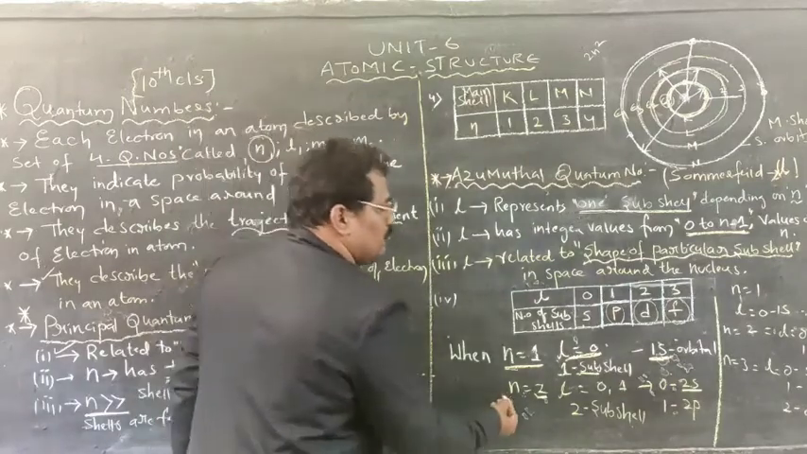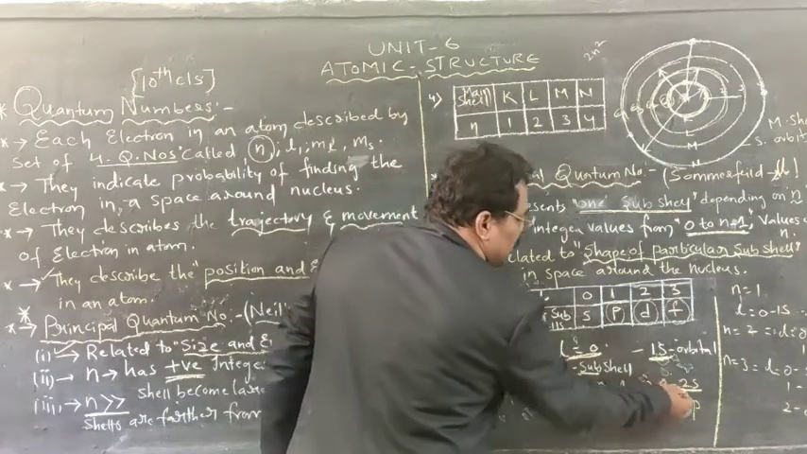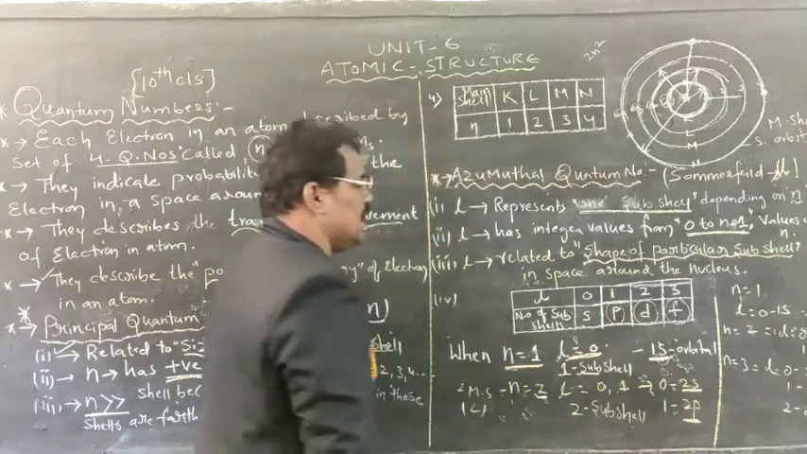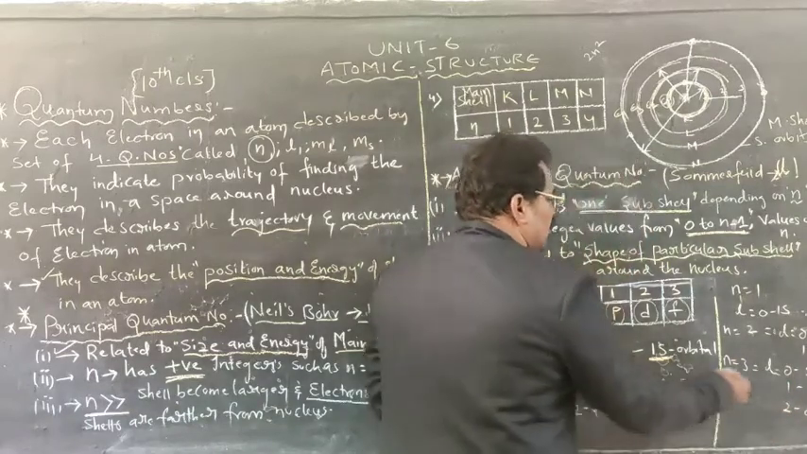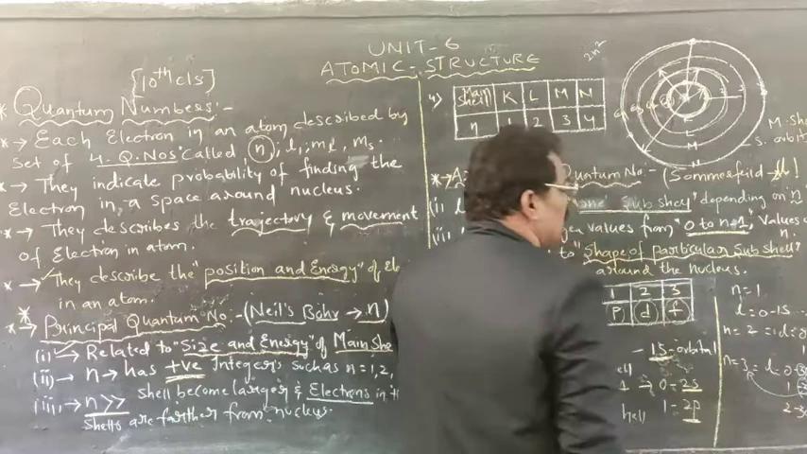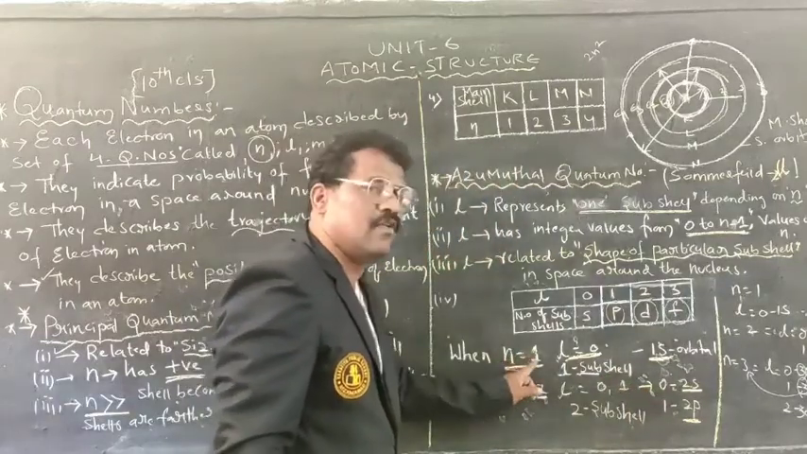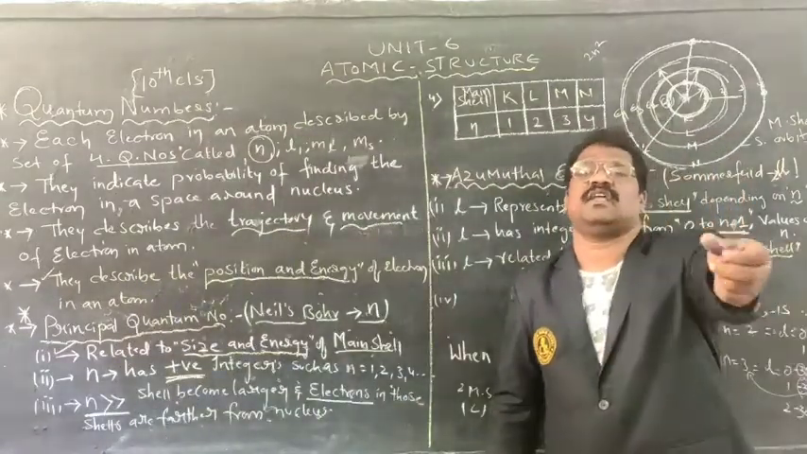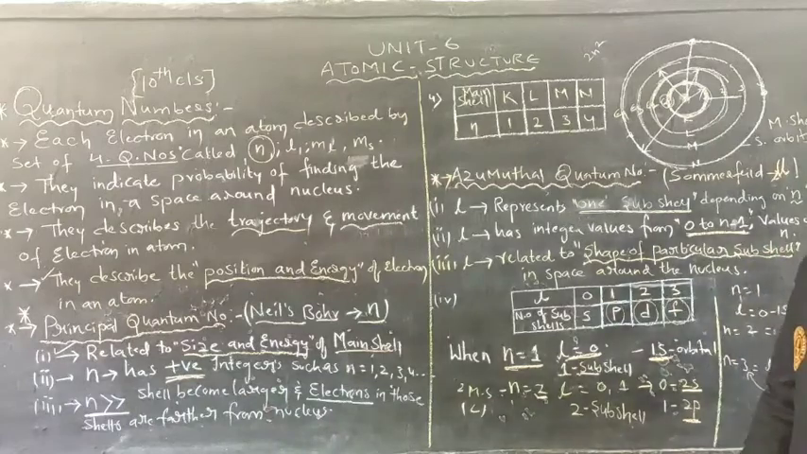n equal to 2 is the second main shell, so l will have 0, 1. 0 represents the second shell s orbital, and 1 represents the second shell p orbital. Similarly, if I take n equal to 3, l will have 0, 1, 2. That means 3s orbital, 3p orbital, 3d orbital. This 3 indicates the number of the main shell. Within the third main shell, 3 subshells are there. Within main shell 2, 2 subshells are there. Within main shell 1, there is one subshell, the 1s orbital. In that way, the shape of a particular subshell can be identified. s is spherical, p is double, d is double, f is square shape.